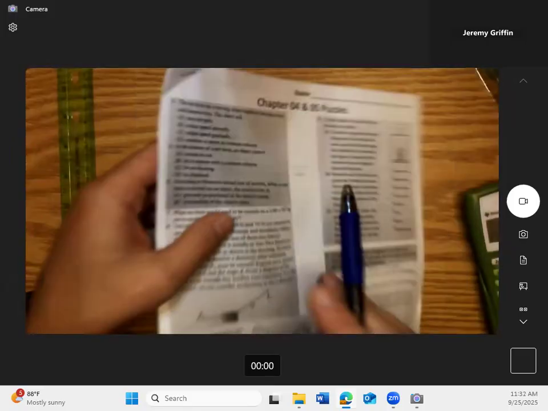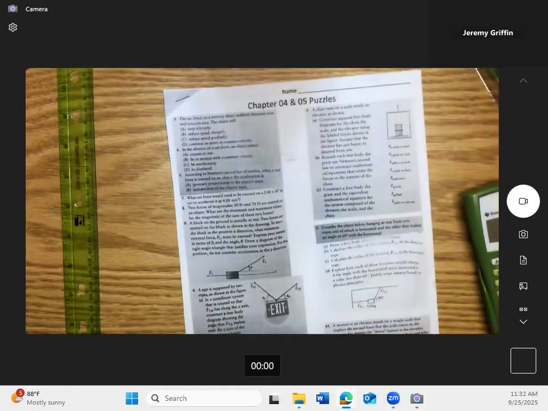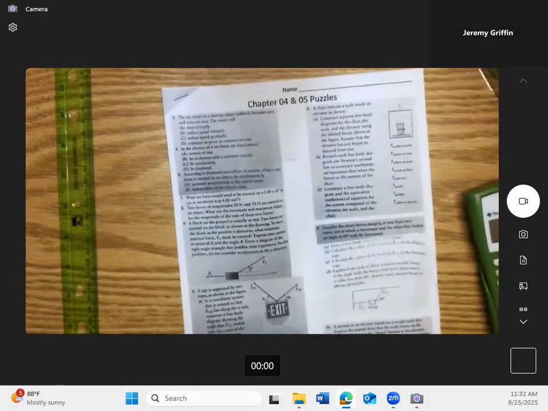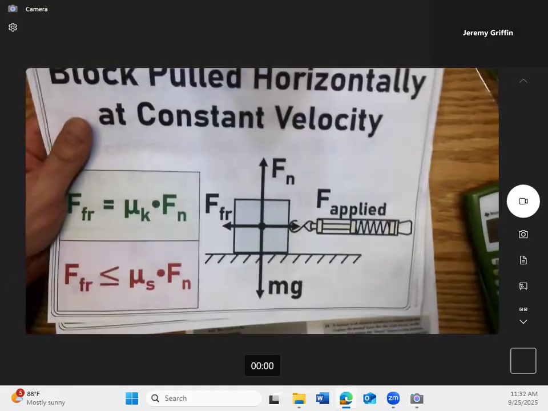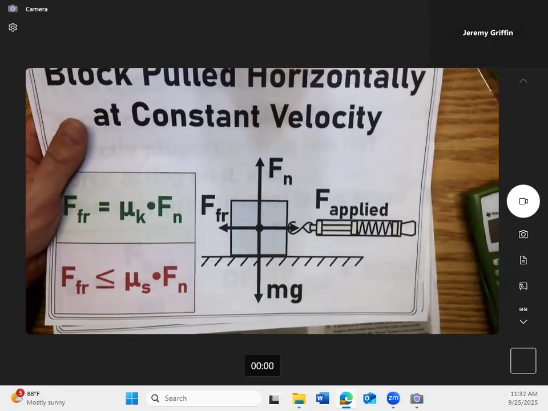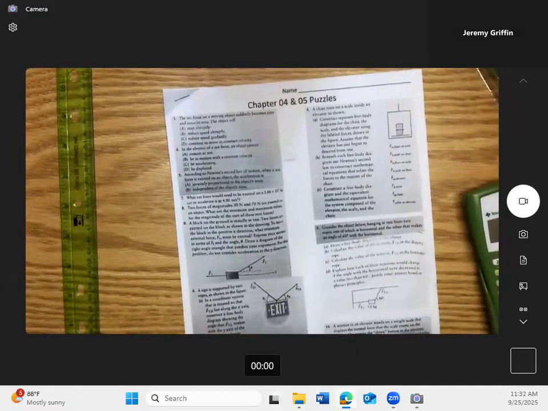Because 0 net force goes hand in hand with 0 acceleration. You can still have motion, but you just can't be speeding up or slowing down. Because if you were speeding up or slowing down, that would mean there would be a net force.